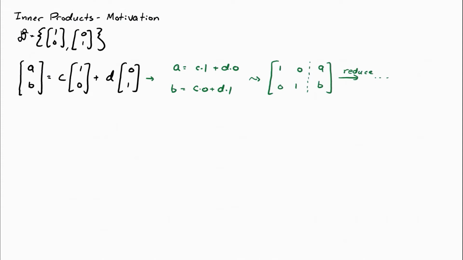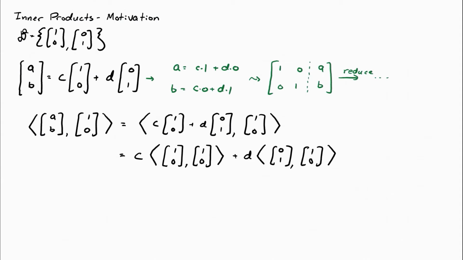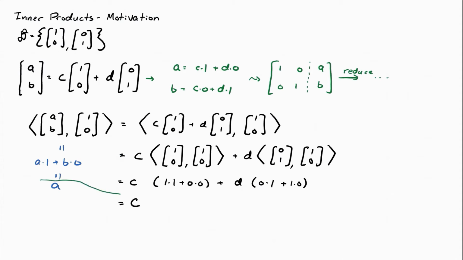Let's use an inner product. Take the inner product of (a, b) with (1, 0). Plug in what (a, b) equals, distribute everything. The inner product is bilinear, so distribution holds. There's a reason we use the word product. The inner products are easy to compute, and we're left with c. We know c is the inner product of (a, b) with (1, 0), which we can also compute. It's equal to a. And surprise, a is equal to c. This really shouldn't be mind-blowing.